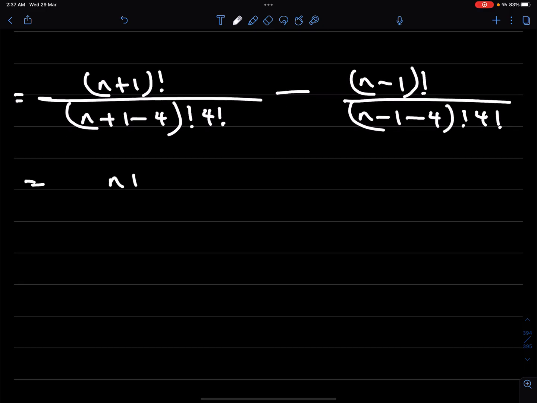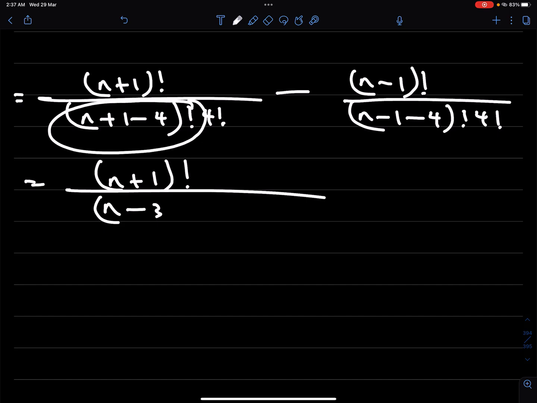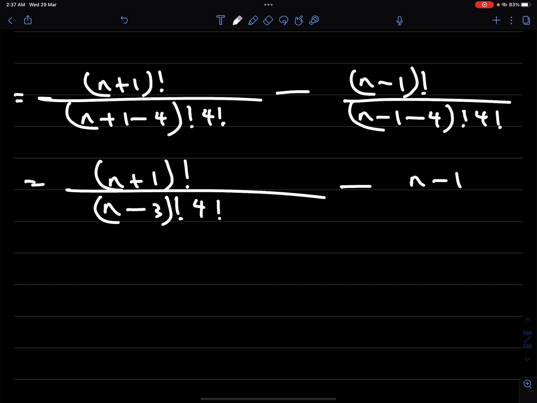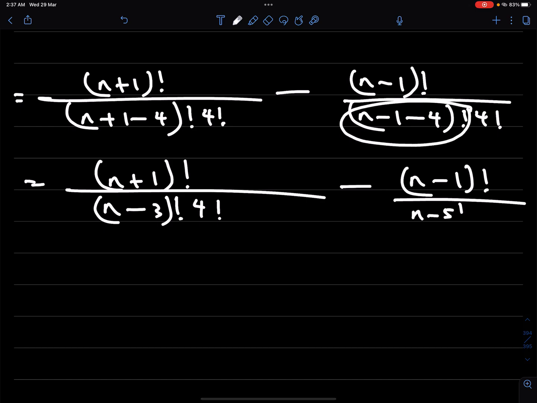And that's the same as n plus 1 factorial over n minus 3. Of course, n plus 1 minus 4 factorial is going to be n minus 3 factorial times 4 factorial, minus n minus 1 factorial over n minus 1 minus 4 factorial, which is going to be n minus 5 factorial times 4 factorial.